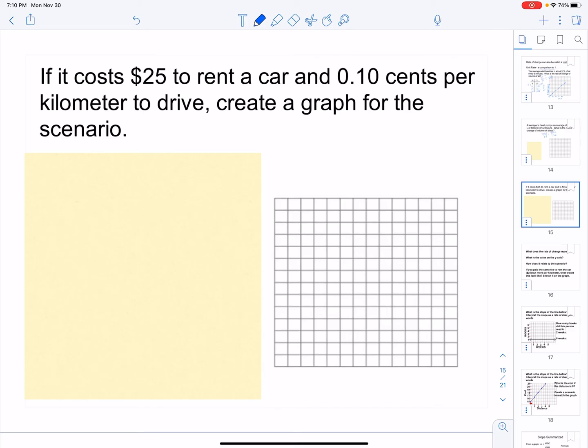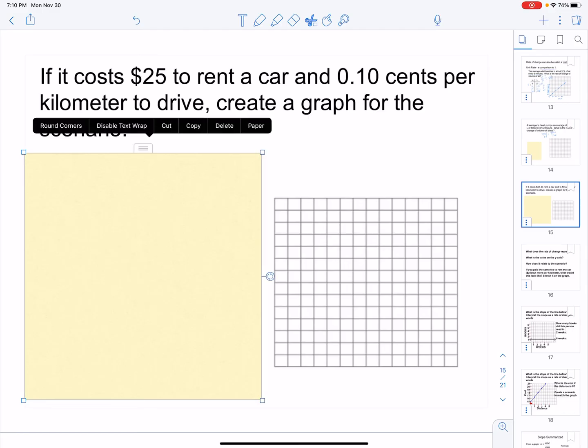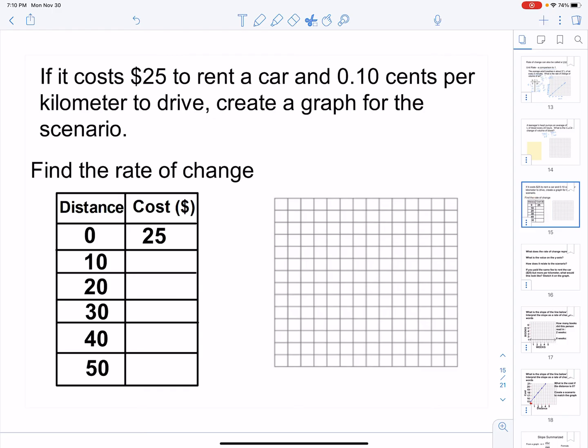Well, the first thing we need to do if we want to create a graph is create some data. We've got to create a T-chart. Underneath this little tab, I do have a T-chart already kind of created. So to find the rate of change, we've got 0 distance. What would it cost to rent this car if you're not going to drive it? It costs $25 to rent the car, up front before you drive it at all.